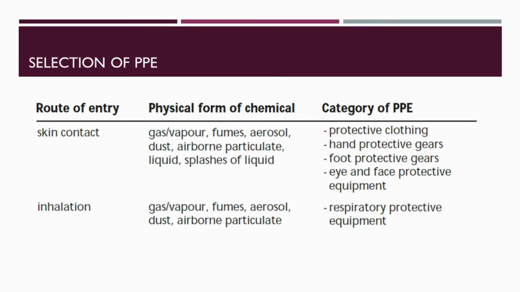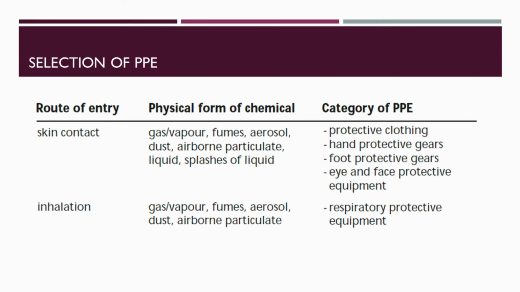In that case, the chemicals may enter the body through inhalation and skin contact. In determining the possible route of entry, the physical form of chemical is a major consideration. Following is a selection guide for suitable category of PPE.